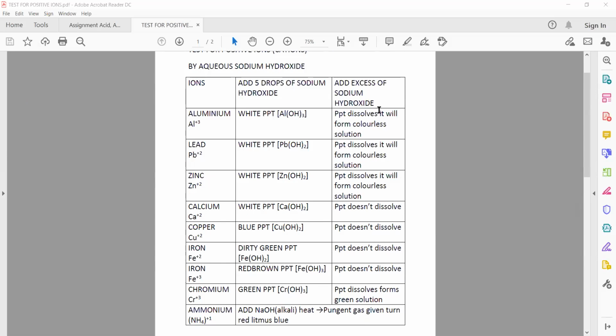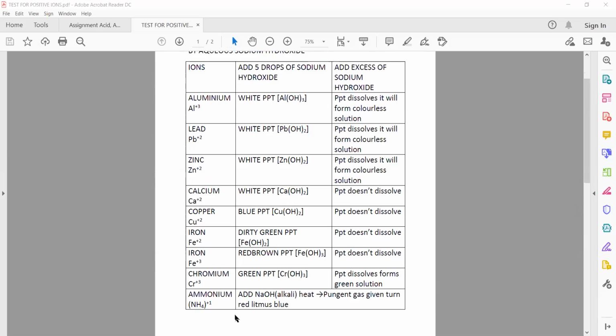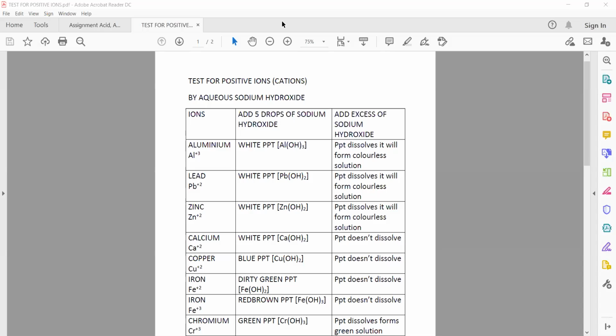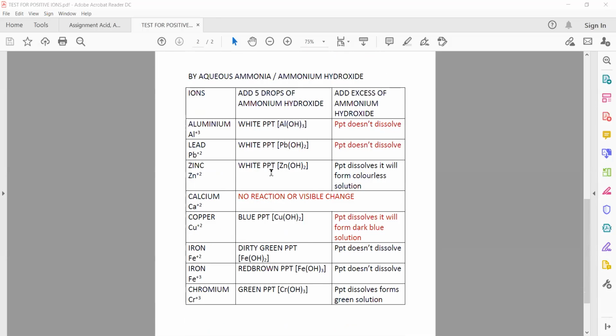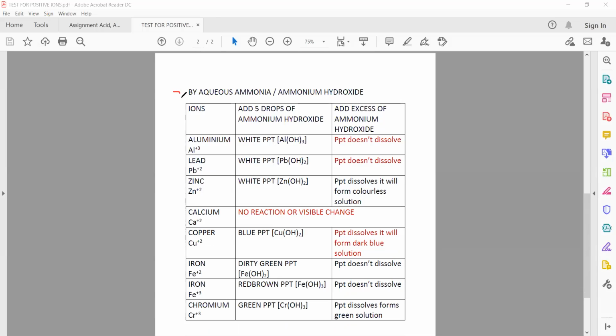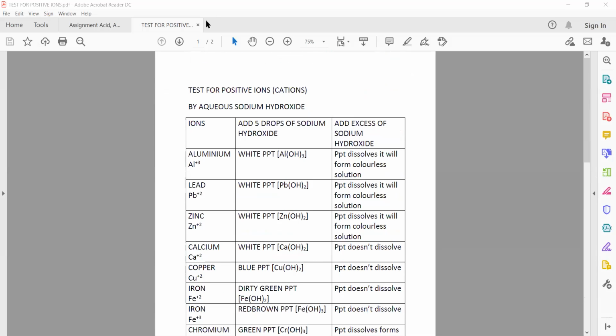So you have to memorize, learn this table. How you will use it we'll discuss, but first I will give you a week to memorize this table. This is one of the tests. You can also test the positive ion with aqueous ammonia. The first test was aqueous sodium hydroxide. The second one is aqueous ammonia or ammonium hydroxide. So what will you observe if you do the same test using aqueous ammonia, instead of sodium hydroxide as before?